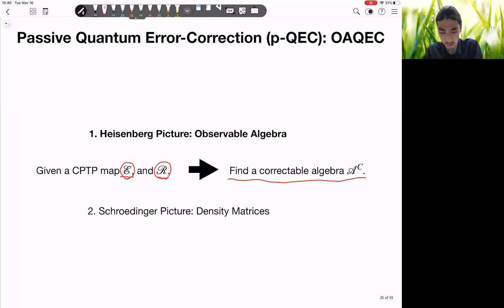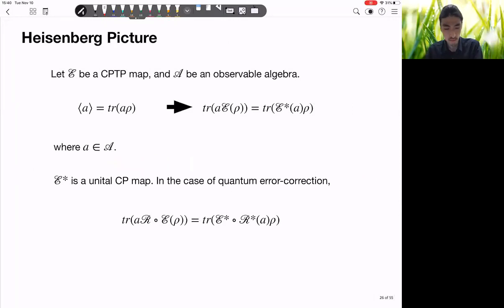Okay, thanks. So in the Heisenberg picture, the idea to find the correctable algebra starts from looking at the expectation value. Let's say we have a CPTP map E and an observable algebra. If you pick one observable A, to calculate the expectation value we have this form, trace of A rho, where rho is the density matrix. Now, if we want to calculate the expectation value after noise is introduced to the system, we can calculate it this way: trace of A times E of rho. And we want to discuss the Heisenberg picture, so we will look at this form. What has happened is that you consider the adjoint map of the CPTP map E acting on A. The physical interpretation is that here noise is introduced to the density matrix rho, to the state, but in this picture we can consider that the noise is introduced to the observables.